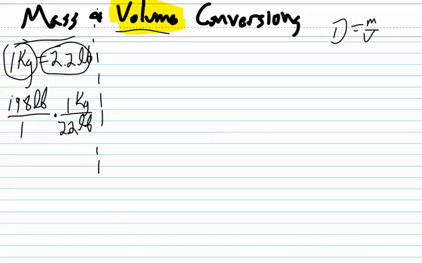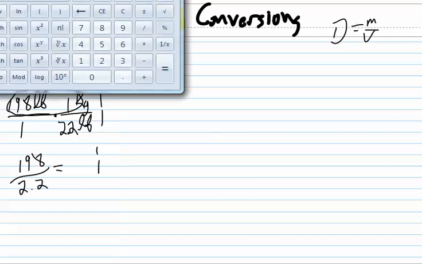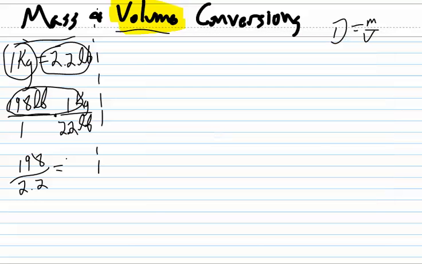And so what math do you have to do? 198 times 1 is 198. 1 times 2.2 is 2.2. And when you divide that, what do you get? I don't know really if it's actually that important right here, but I might as well do it. So let's see here. 198 divided by 2.2, you get 90. So I am about 90 what? I'm not sure what units. Well, let's take a look. What do we have here? We've got pounds on top and bottom, so they cancel out, and what's left is kilograms. So that must be what I'm in. So it's 90 kilograms.